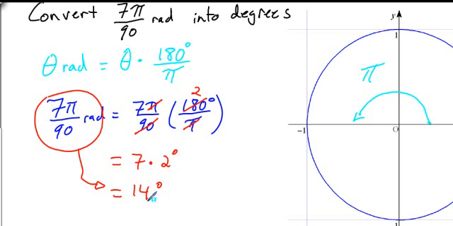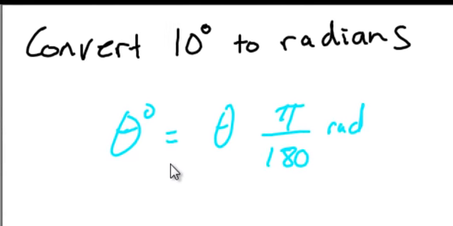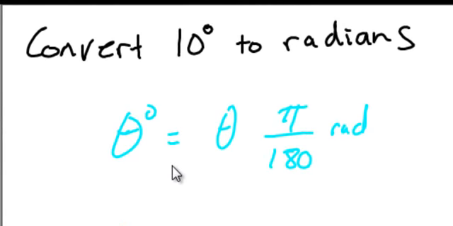So remember, the trick here is your conversion fraction. This is nothing more than a conversion fraction. Now in this example, I'm asked to convert 10 degrees to radians. What I'm going to use for this is my formula. I still have my unit fraction there, but you notice now my unit fraction is radians over degrees. So pi radians is equivalent to 180 degrees.